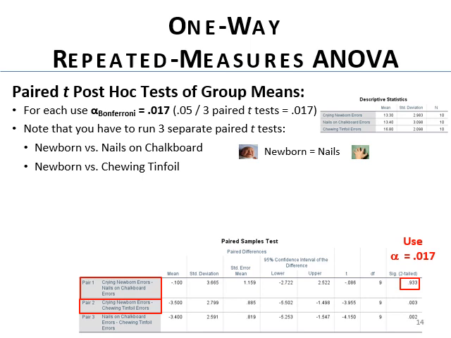This is hilarious. All right. So there's that one right here. Pair 2, crying newborns versus nails on a chalkboard. Again, we're comparing math errors. There's our sig. Is that less than 0.017? Yes. There is a difference between the errors they made when the newborn was screaming versus chewing tinfoil.